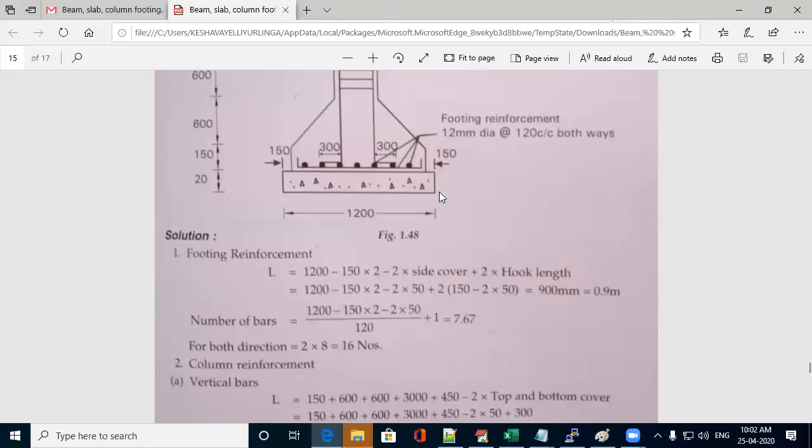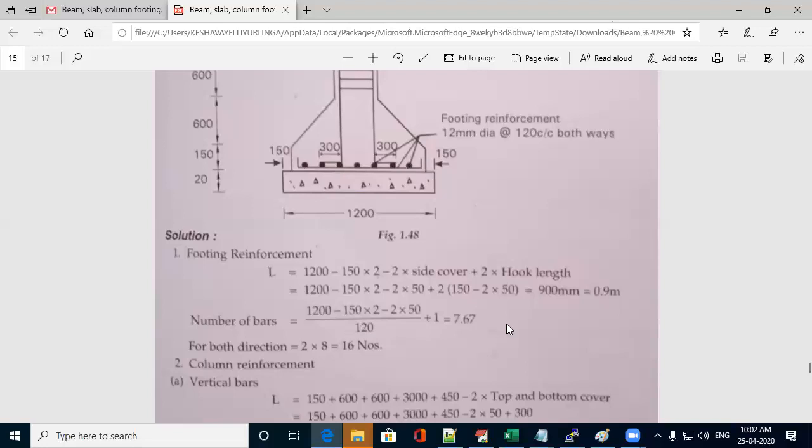1200 minus 2 times 150 as usual, minus 2 side cover. That means we are taking this length. In this length, you need to find out how many bars will be there. So for that, length divided by the spacing, that is 120 mm. Here they have given 120 mm center to center, plus 1. So when you work out, it will be 7.68. That will be 8. There will be 8 bars in one direction.